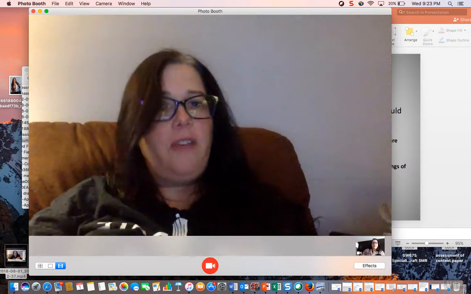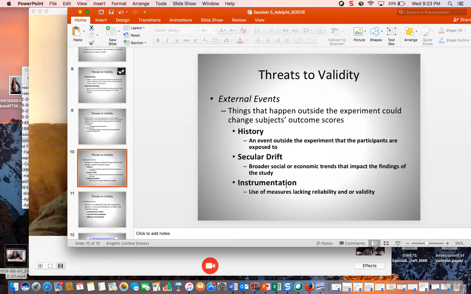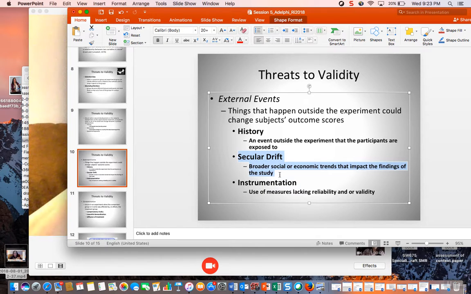So that's the history effect threat to internal validity. That can be an event, or it can be just a secular drift, which is broader social or economic trends that impact the findings of the study. I bet if we did studies now as opposed to 5 years from now, the political discourse would be a trend that we would see a lot of difference with in the current political climate.